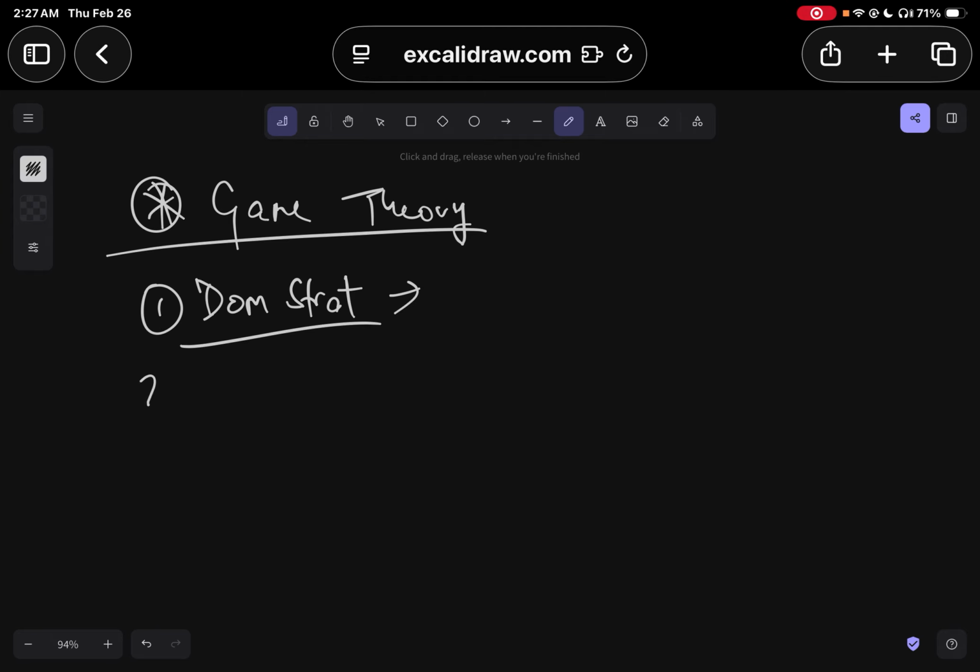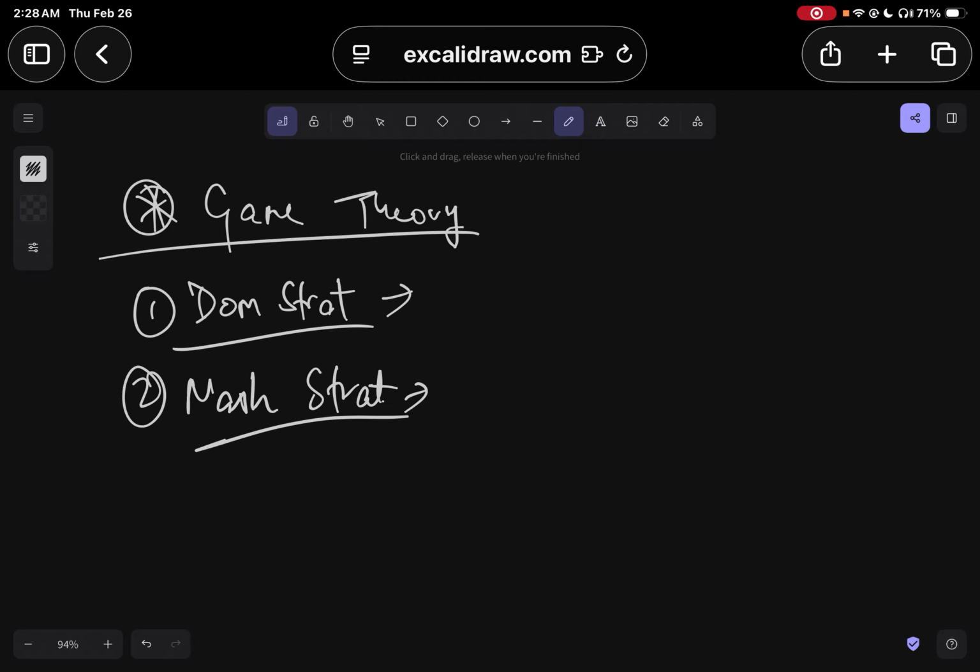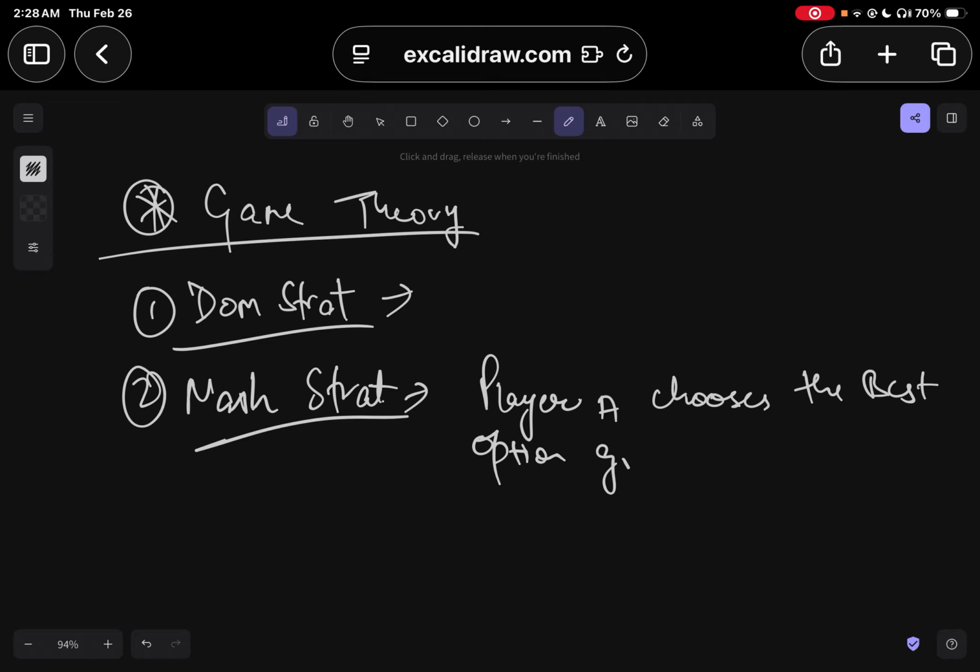Nash strategy. So this one is quite important. According to Nash, a player chooses the best option given what has been chosen by other players. So player A chooses the best option given what has been chosen by other players.